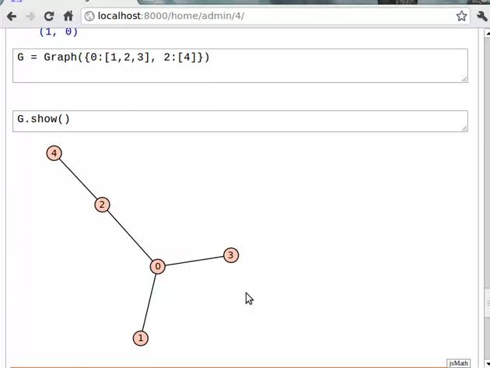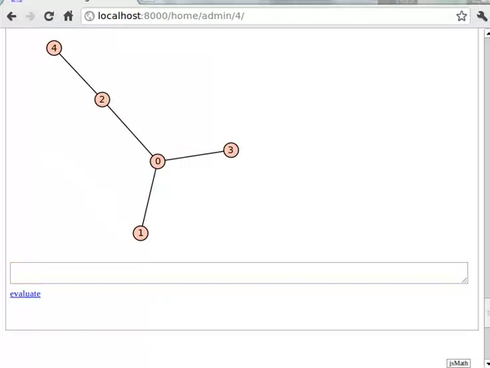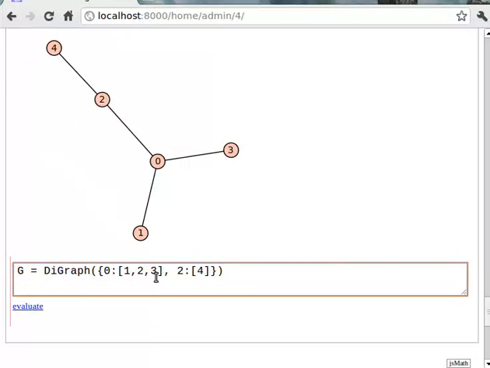Similarly, we can obtain a directed graph using the DiGraph function. So you have to type G is equal to DiGraph, that is D and G are capital, then within brackets in curly braces 0 colon within square brackets 1, 2, 3 comma then 2 colon within square brackets again 4 and hit shift enter.